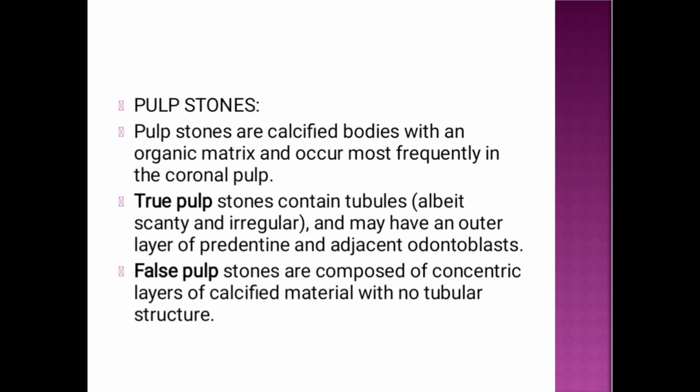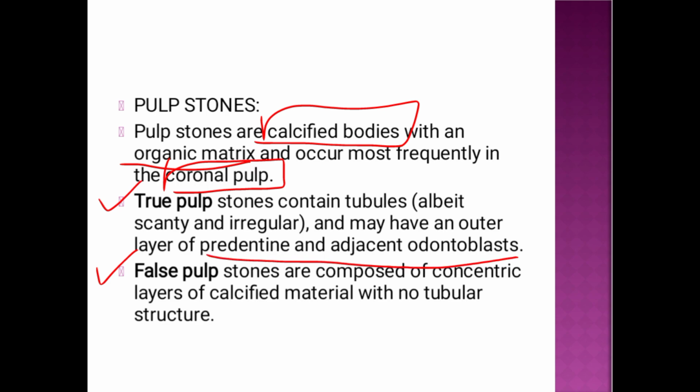Moving forward, now pulp stones. Pulp stones are calcified bodies, very important. They have an organic matrix and occur in the coronal region of the pulp. They have two types, true pulp stones or false pulp stones. The true pulp stones contain tubules. The tubules are scanty or irregular and have an outer layer of predentine and adjacent odontoblasts.